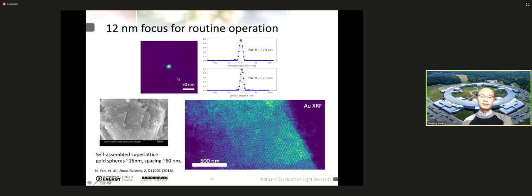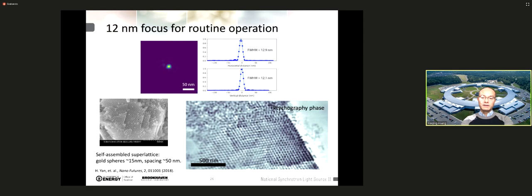Okay, here is a quick example of the imaging capability with such a small beam. The sample is a self-assembled superlattice structure. Each white dot in this SEM image is a gold sphere with about 15 nanometer diameter, and they are spaced by 50 nanometers. Because our beam is 12 nanometers, smaller than the size of the gold spheres, in our scanning probe measurement from the fluorescence mode, we can directly see the gold dots. That's another indication our beam is quite small. And if we use the transmitted signal to reconstruct the image, we can get a phase contrast image of the gold balls with even higher resolution.